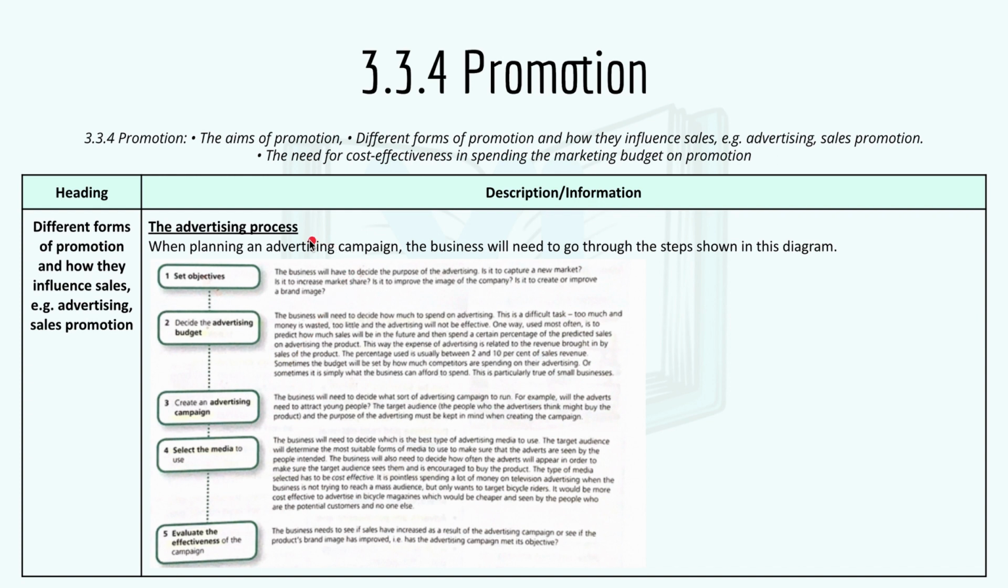Then we have the advertising process. When planning an advertising campaign, the business will need to go through the steps shown in this diagram. We have number 1, set objectives. Number 2, decide the advertising budget. Number 3, create an advertising campaign. Number 4, select the media to use. And number 5, evaluate the effectiveness of the campaign.